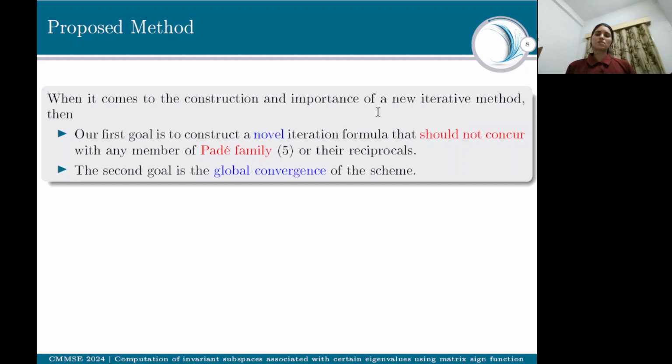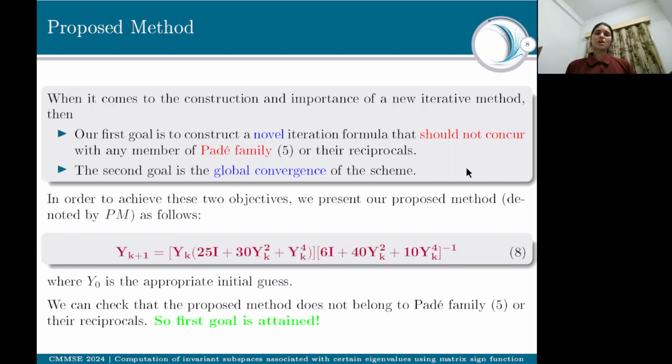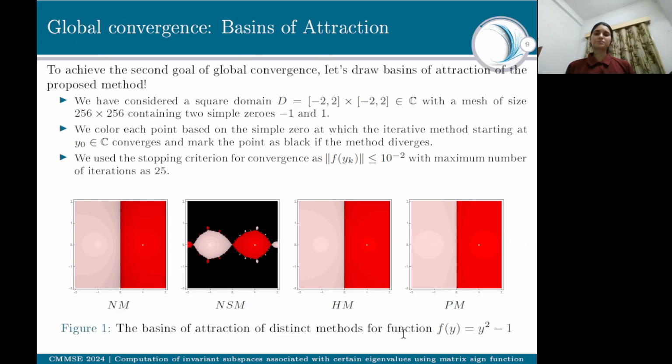When it comes to the construction and importance of a new iterative method, our first goal is to construct a novel iterative formula that should not belong to the Padé family. The second goal is global convergence. To achieve these two objectives, we propose our method given by equation 8. Y0 will be the appropriate initial guess, which we will discuss later. We can easily check that the proposed method does not belong to the Padé family or their reciprocals. So the first goal is attained.